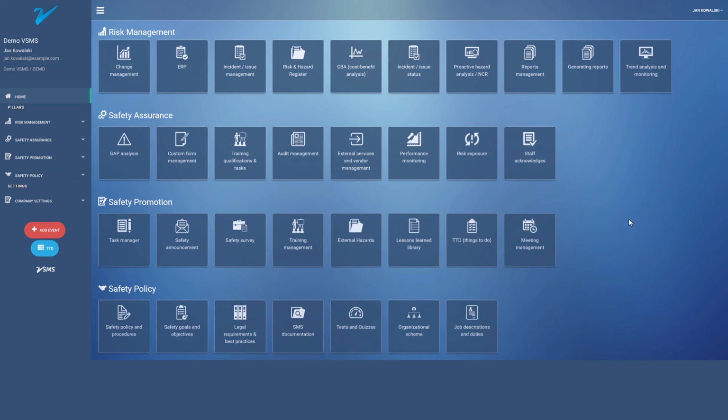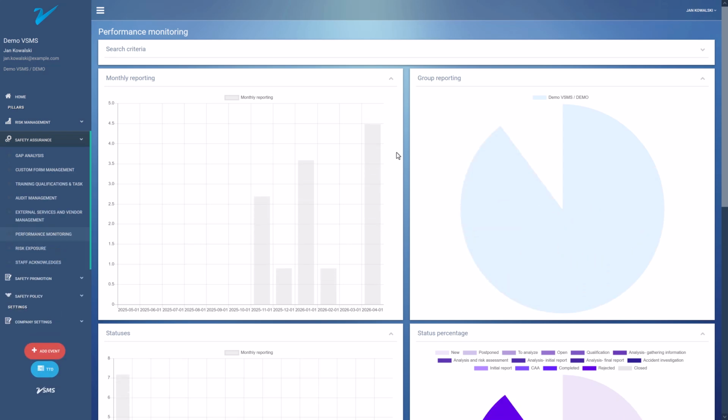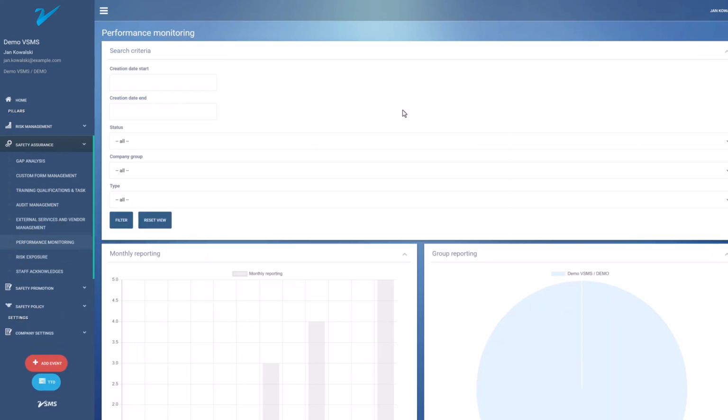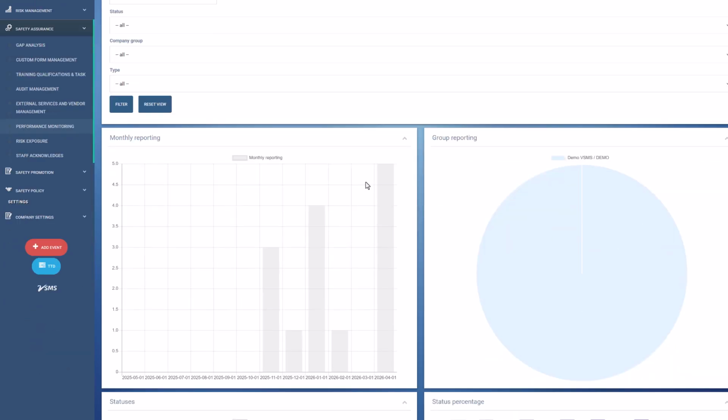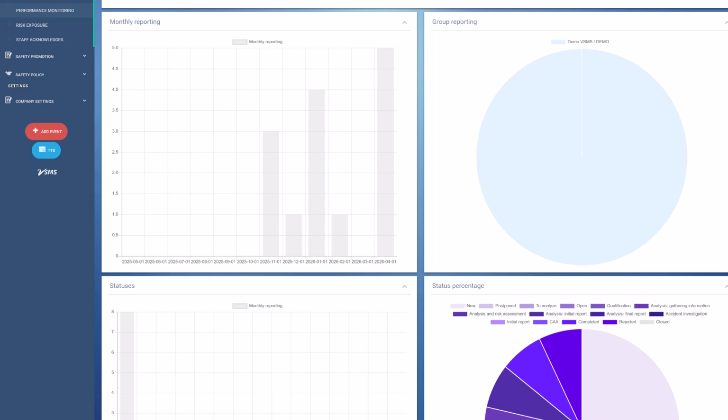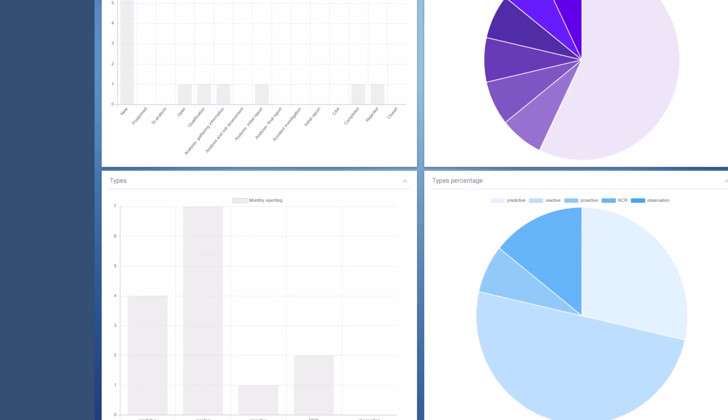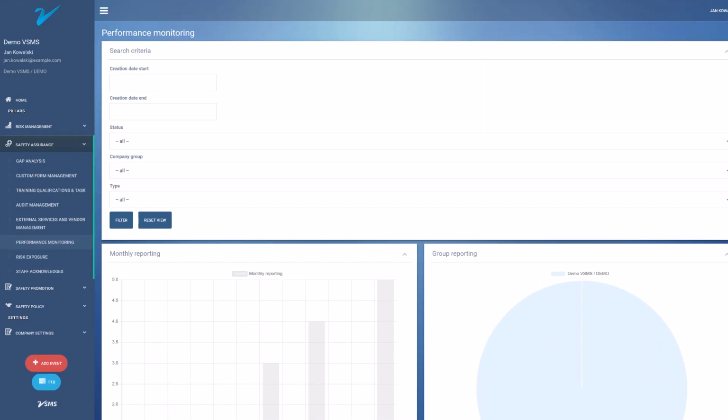The Performance Monitoring module in the Virtual Safety Management System application is a specialized dashboard designed for safety assurance. It centralizes safety data to help management track how well the organization is meeting its safety goals and regulatory requirements, like ICAO Annex 19. Here is a breakdown of what this module does.